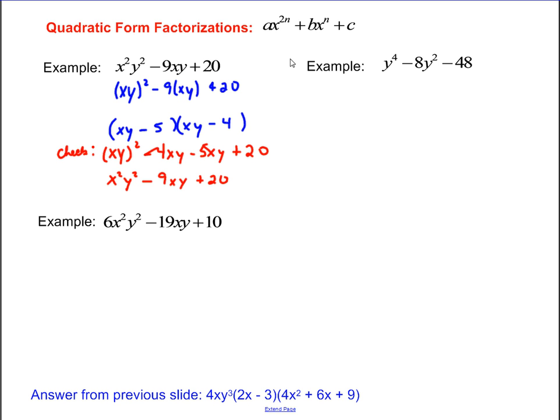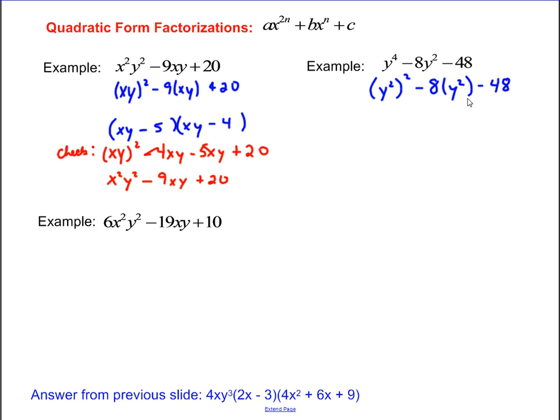All right, let's try this one. We've got y to the fourth minus 8y squared minus 48. Well, in this case, again, this is almost as if we're saying, take y squared squared minus 8 times y squared minus 48. And that is certainly of the form of our trinomials right there. And that should be 48, not 98. I don't know why my pen keeps on doing that, but it insists.